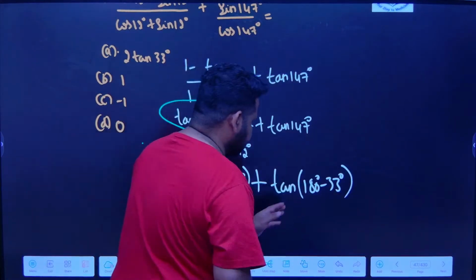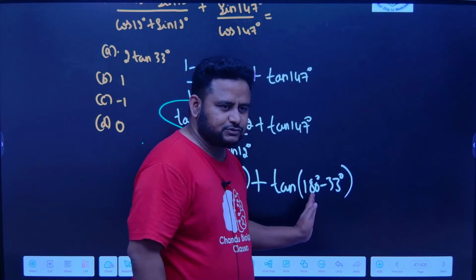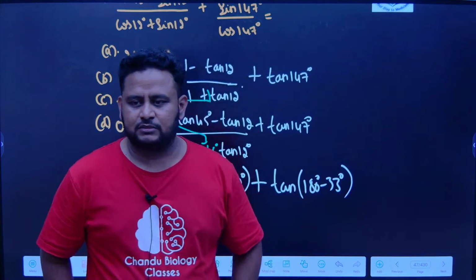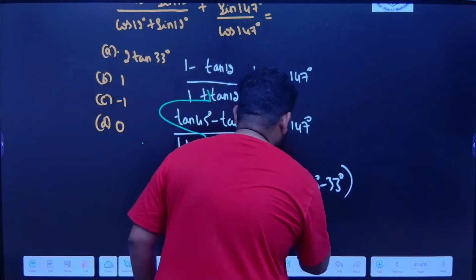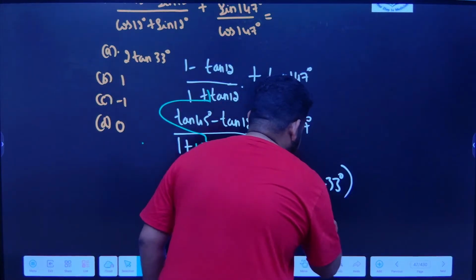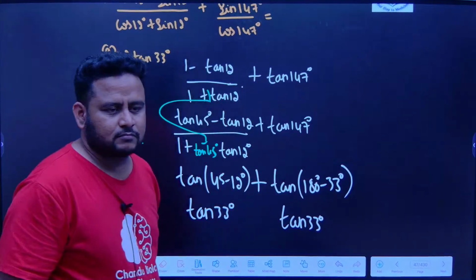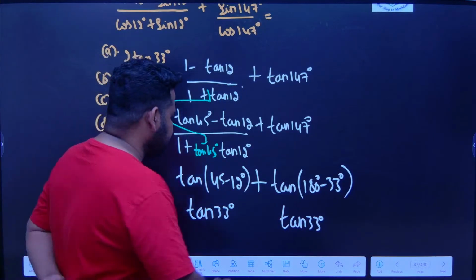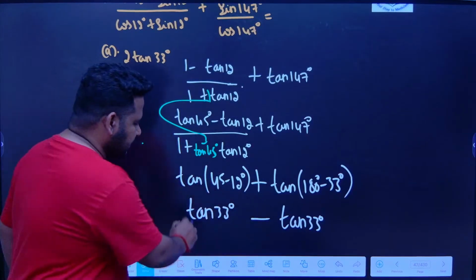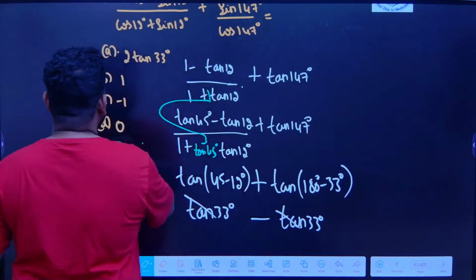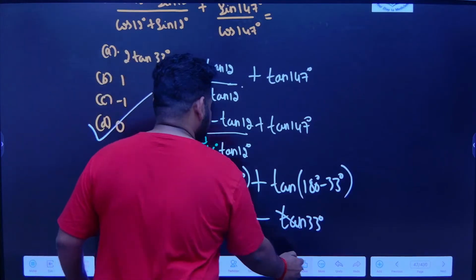Now what about this one? 180 is an even multiple or odd multiple of pi by 2? Even multiple. So tan will remain tan itself. So this will become tan 33. But what about the sign? The sign is negative, so focus here, the sign will be negative. So here we have plus tan 33 minus tan 33. I can cancel. The answer is 0. So the answer to this question is 0.